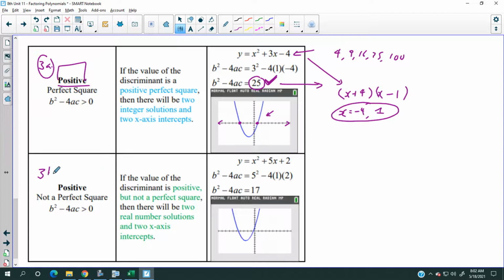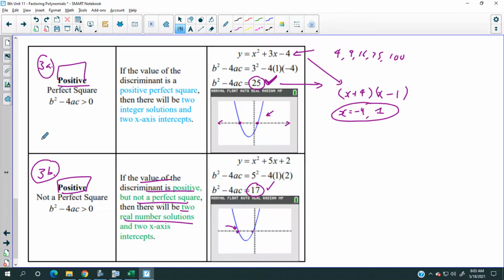And then the second potential, for 3b, is if it's positive, but it's just any old regular number that's not a perfect square, like a 17, for example. You're going to have two roots like this, but if you look closely, these aren't whole numbers. You're gonna get decimals, okay? So if the value is positive, but not a perfect square, you're gonna get two real number solutions.